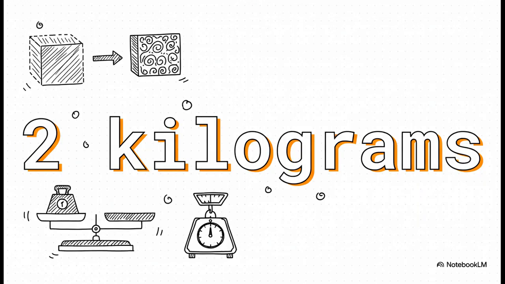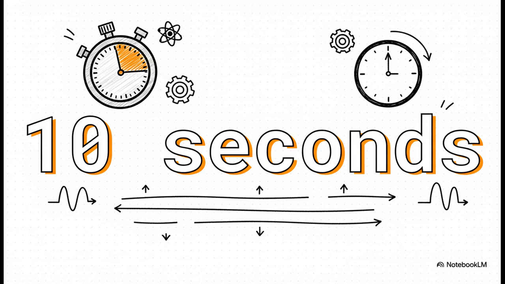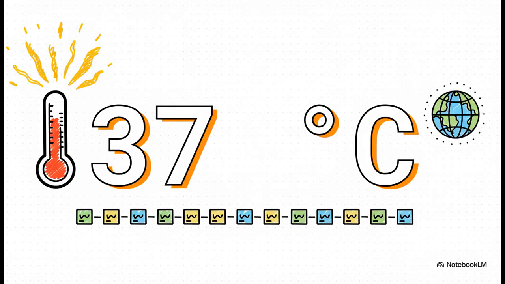And you see this structure everywhere. Take mass, for example. 2 kilograms. 2 is the value, kilograms is the unit. It's that simple, powerful combination that gives us a precise measurement. Or here's another one we use all the time, time. 10 seconds. You've got the number, 10, and the unit, seconds. Together they form a measurement that everyone on the planet understands instantly. And let's do one more for temperature. 37 degrees Celsius. Again, same pattern, the value, 37, and the unit, degrees Celsius, working together. This simple two-part structure is the fundamental grammar for every single measurement in science.